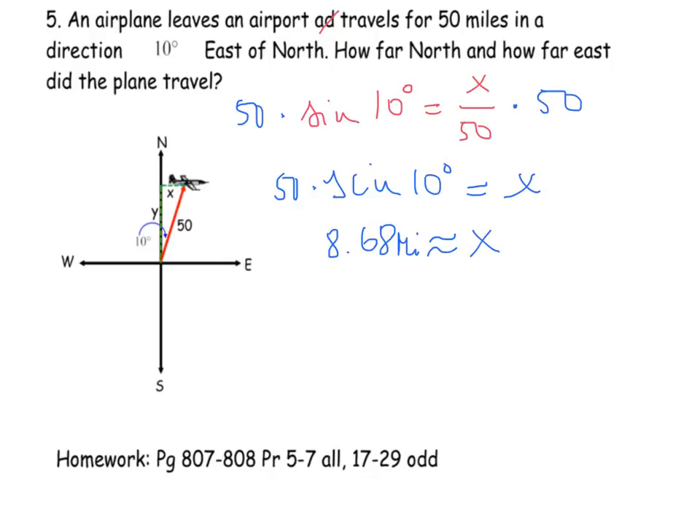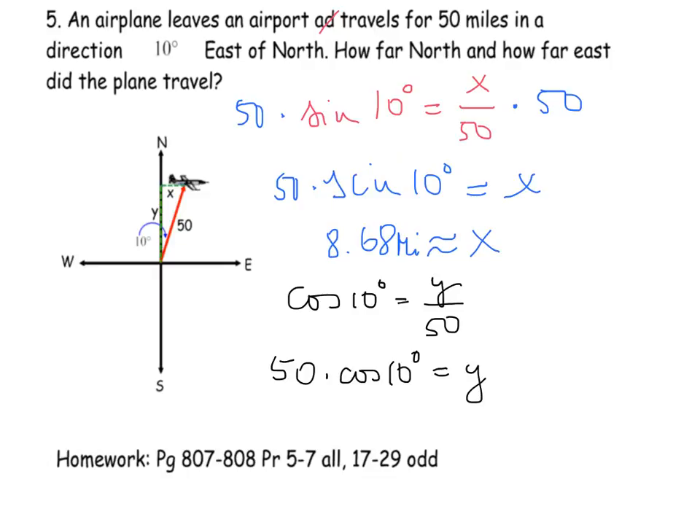Now I am going to find the distance y, which is the distance towards north. So I'm going to use cosine of 10 degrees equals y over 50. So 50 times the cosine of 10 degrees will equal y. And if I punch this in my calculator, 50 times the cosine of 10 degrees, that will give me 49.24 miles. So y is approximately 49.24 miles.